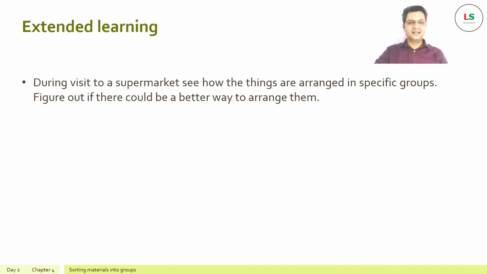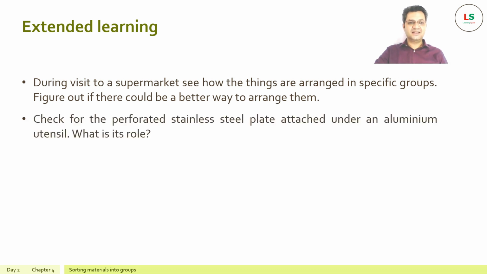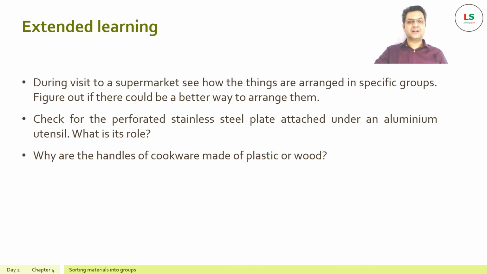As an extended learning to this chapter, we can have the following. During a visit to a supermarket, see how the things are arranged in specific groups. Figure out if there could be a better way to arrange them. Check for the perforated stainless steel plates attached under an aluminium utensil. What is its role? Why are the handles of cookware made of plastic or wood? Why don't the ships with massive weight sink?